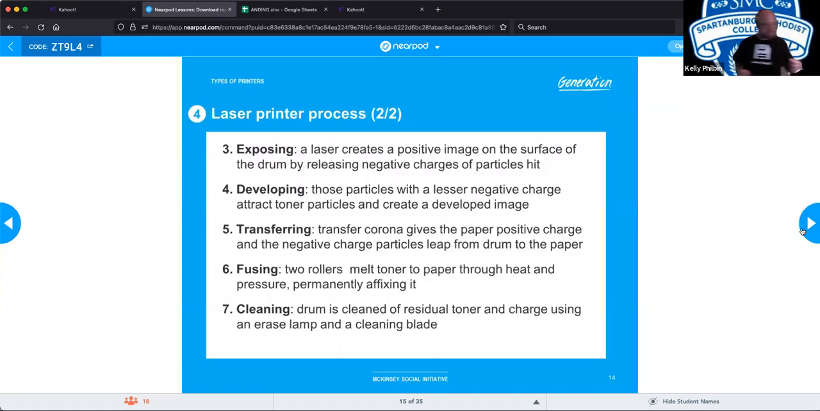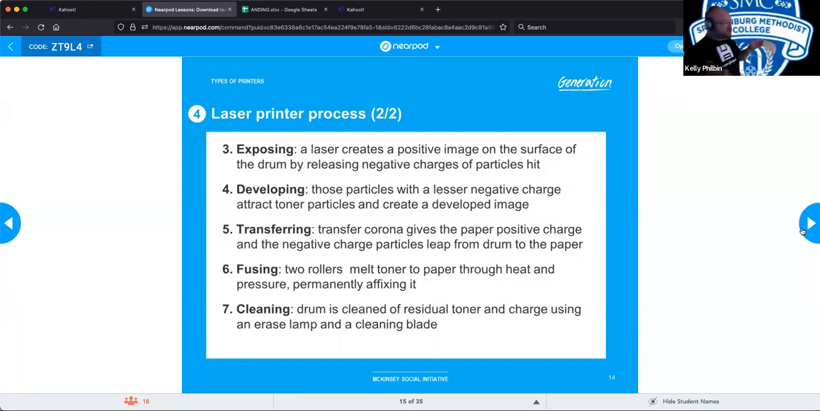So we've transferred it to the paper. We've used static electricity essentially to take the toner from the toner cartridge and put it on the drum, and then we used it again to take it from there and put it on the page. But it's still just being held there with static electricity. It's the difference in charge that is holding those particles to the page that has formed that image. So what do we got to do? Well, we got to bake it.